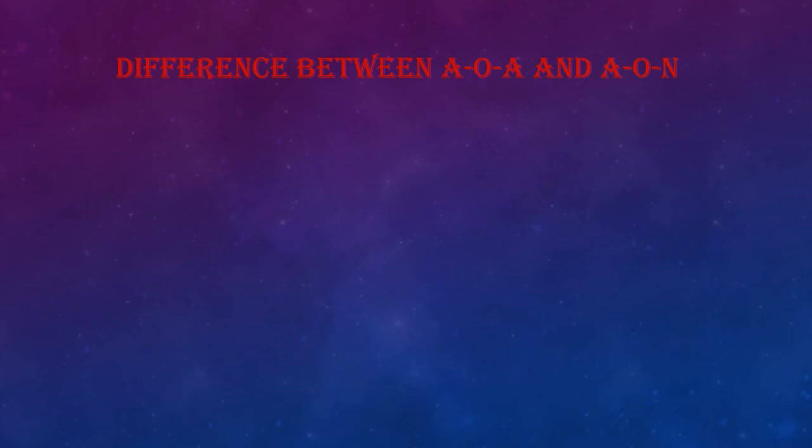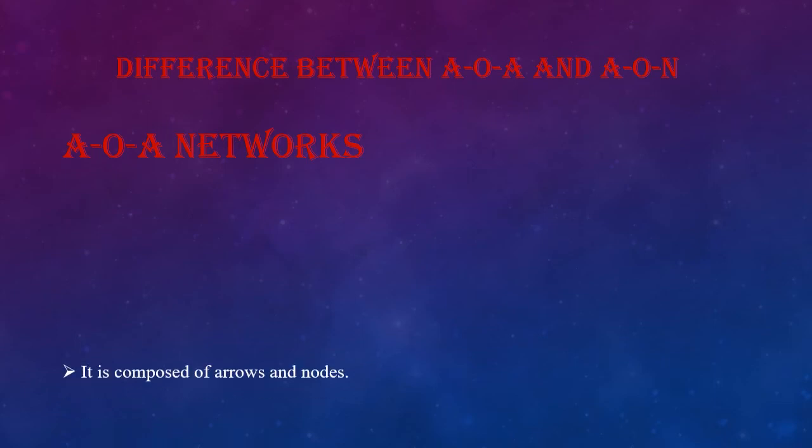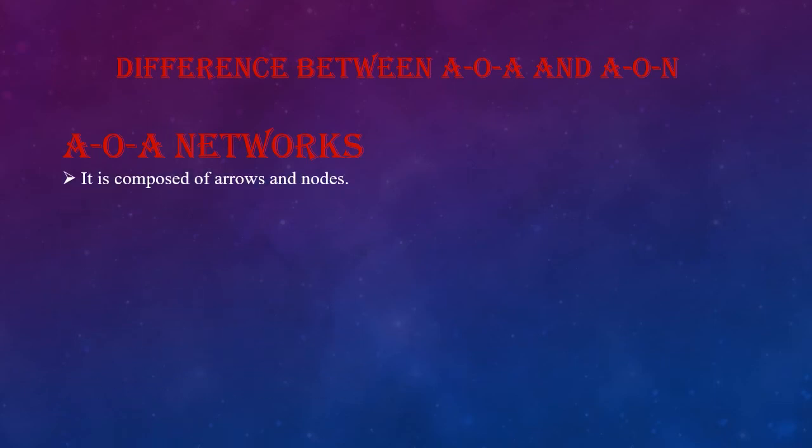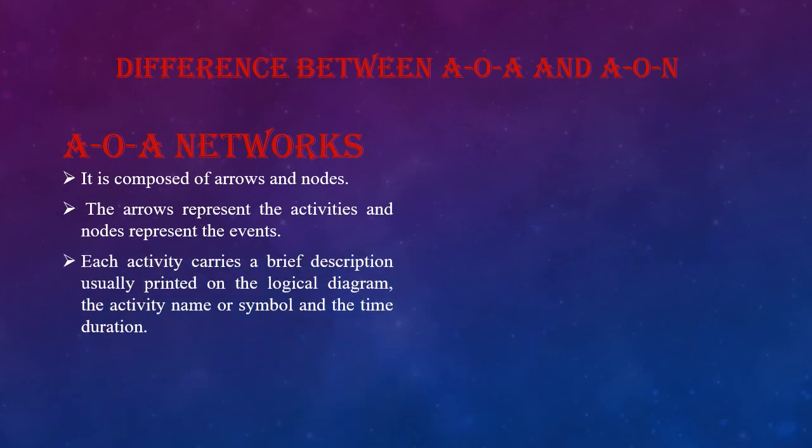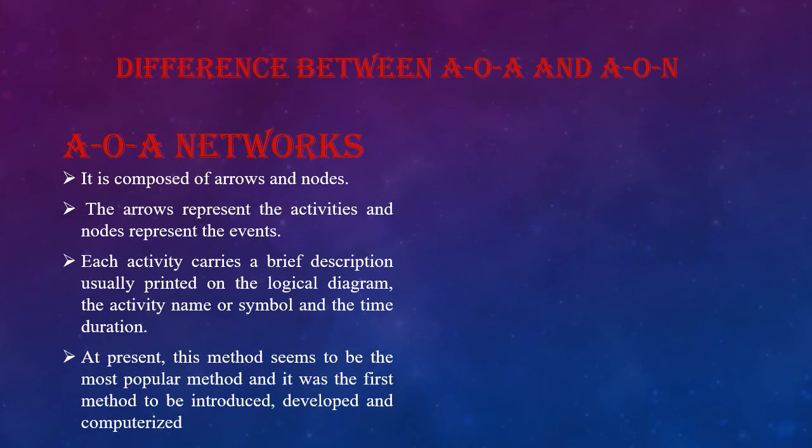Next are the differences between an activity on arrow and activity on node network. AOA networks, activity on arrow networks. It is composed of arrows and nodes. The arrows represent the activities and the nodes represent the events. Each activity carries a brief description, usually printed on the logical diagram, the activity name or symbol, and the time duration. At present, this method seems to be the most popular, and it was the first method to be introduced, developed, and computerized.